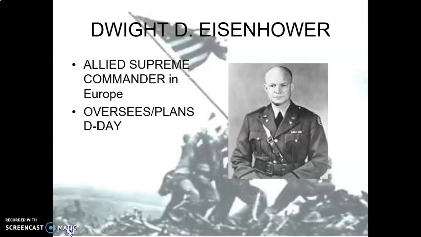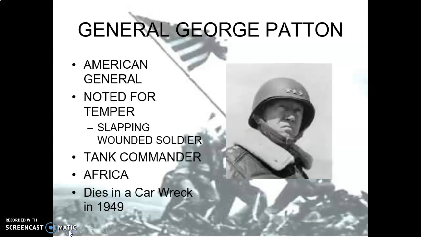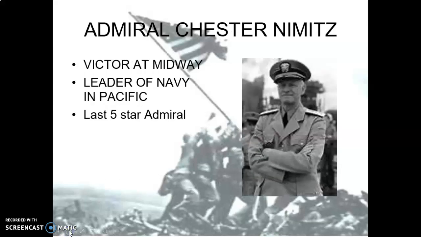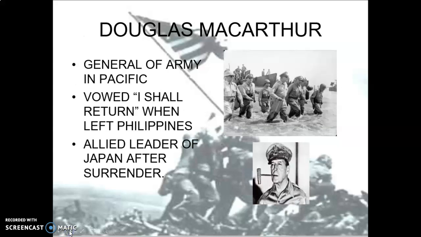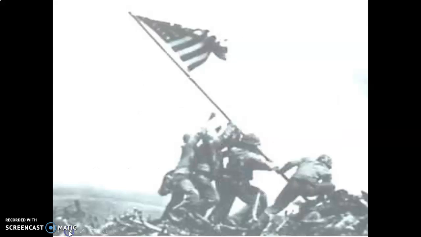So here's a little bit about the people if you want to read into this. George Patton ends up dying in a car wreck in 1949. Chester Nimitz will be your last 5-star admiral, and he's a leader of the Pacific. He's the leader of the Pacific Theater. There's Douglas MacArthur. Douglas MacArthur will stay on and rebuild Japan into a democracy and a free enterprise economy over in Japan for about 6 years. So that's the course of World War II in a nutshell.